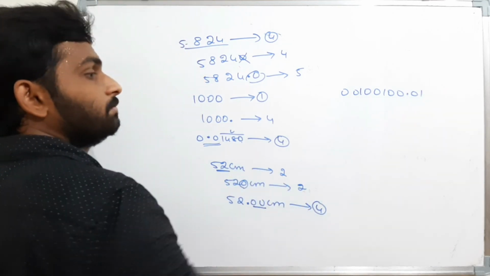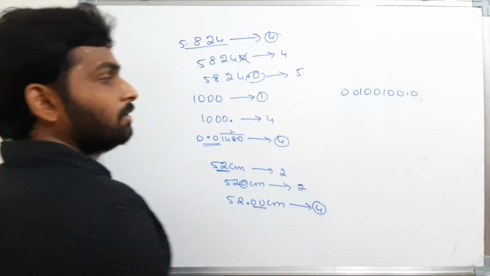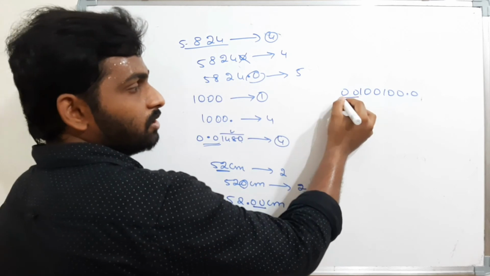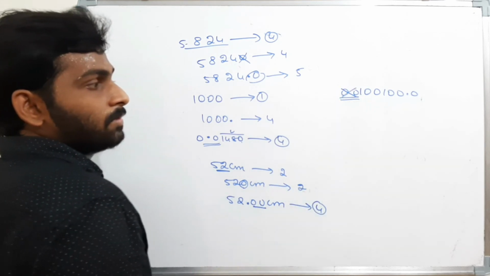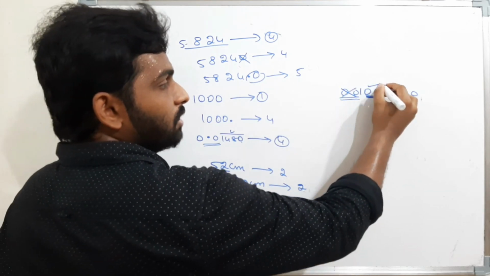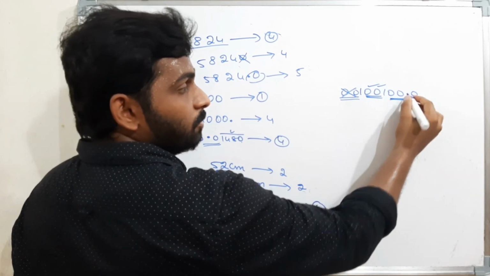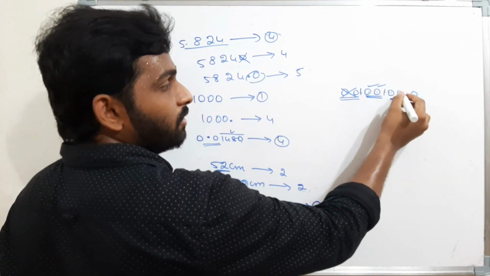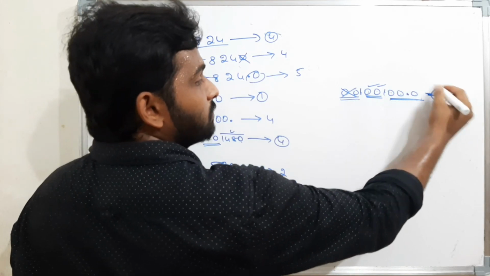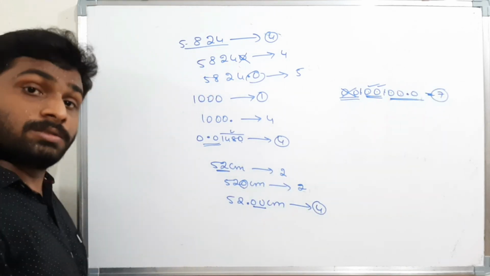Now 1001000.01. How many significant figures are there? These 2 zeros are not counted because they are left side. These 2 zeros are counted because they are between 2 non-zero digits. And these right side zeros are counted because there is a decimal point. Therefore, 1, 2, 3, 4, 5, 6, 7 are significant figures. The number of significant figures is 7.